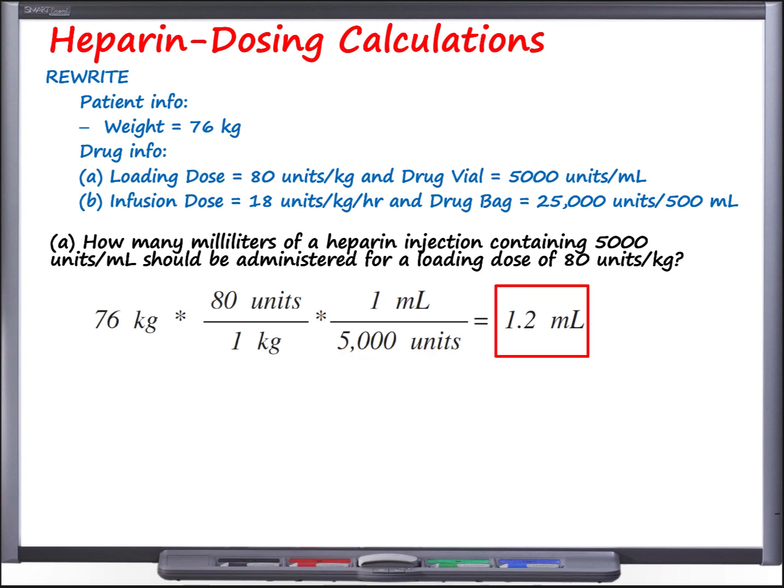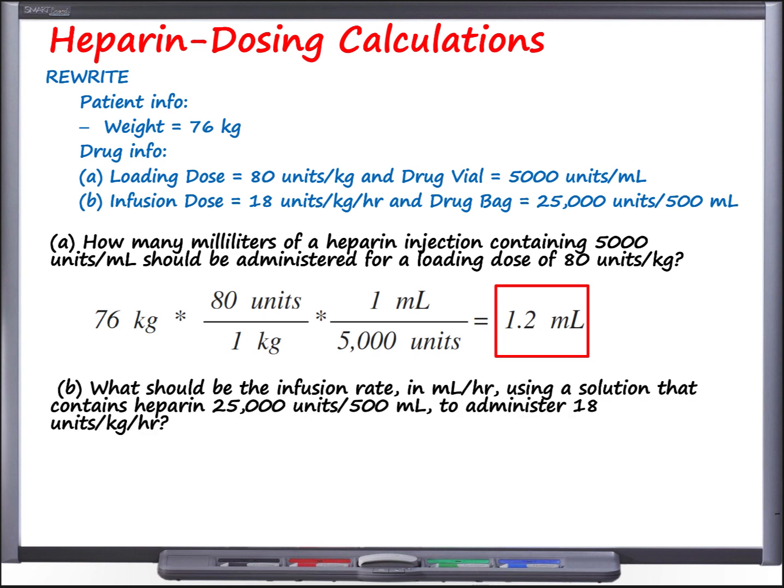So if we do that math and take 76 times 80 divided by 5,000, we get the number 1.2, and we can see both our units canceling all the way across. We end up with the units of milliliters. So the answer to letter A would be 1.2 milliliters of this 5,000 units per mil injectable vial to give the dose that we need.